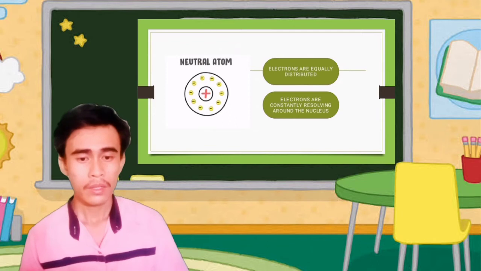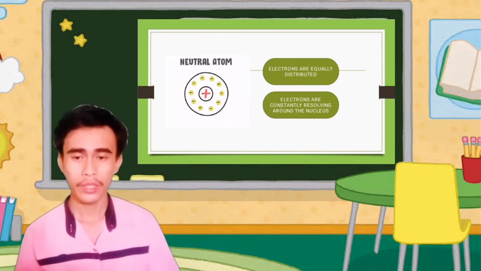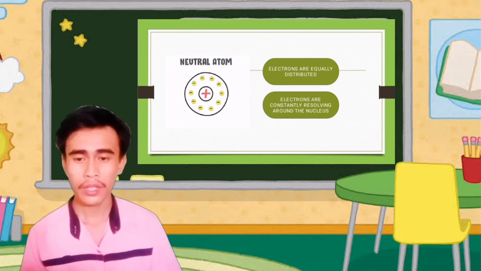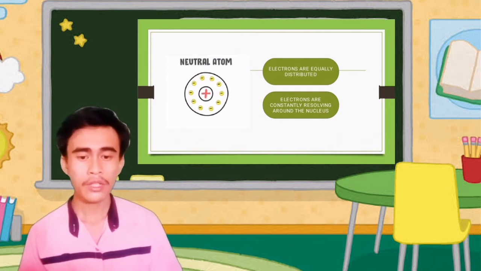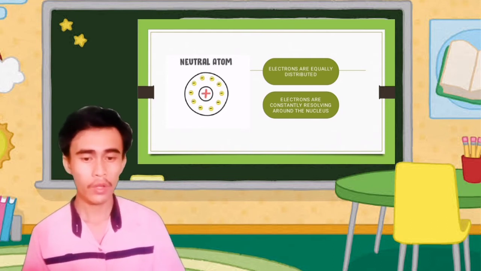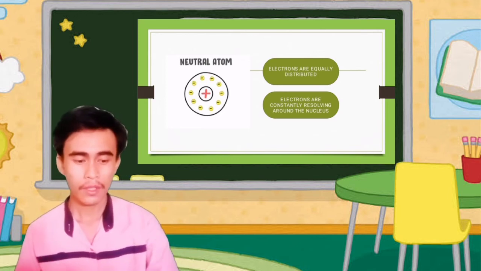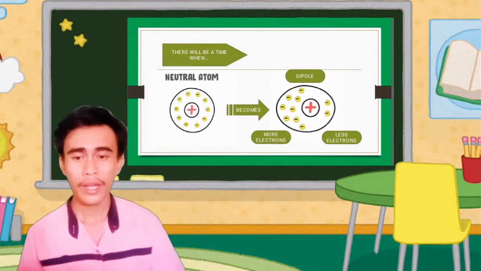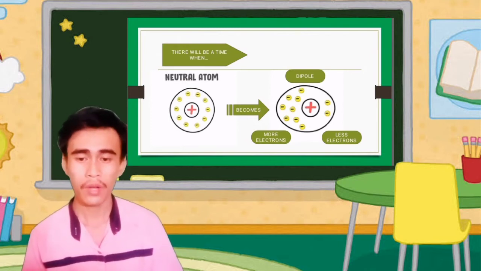So it is when the electrons are equally distributed. So makikita natin dyan sa illustration na ang kanyang electrons ay equally distributed and electrons are constantly revolving around the nucleus. So umiikot yung mga yan. So pero there will be a time when the neutral atom becomes a dipole. So paano nga ba nangyayari?